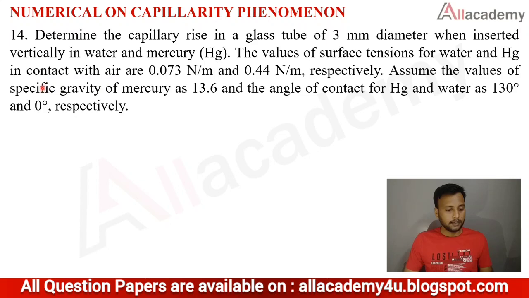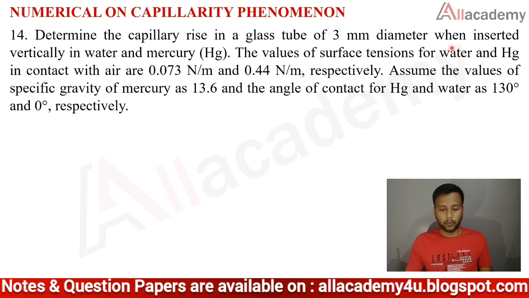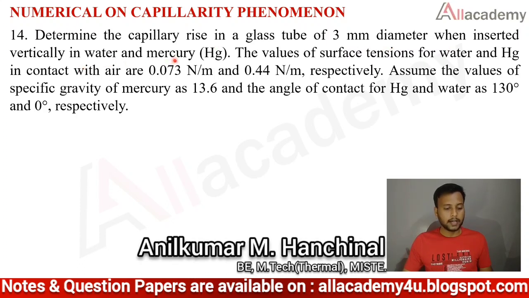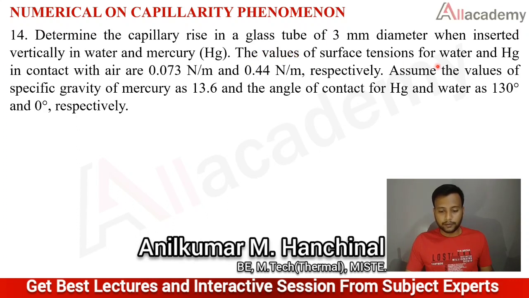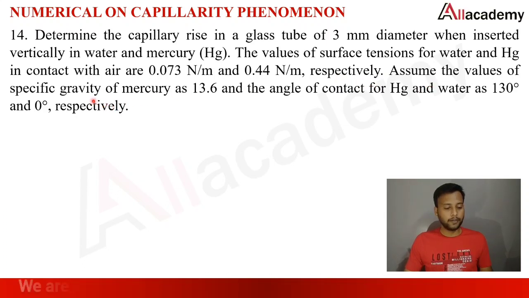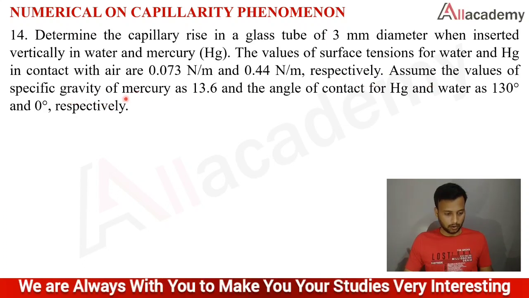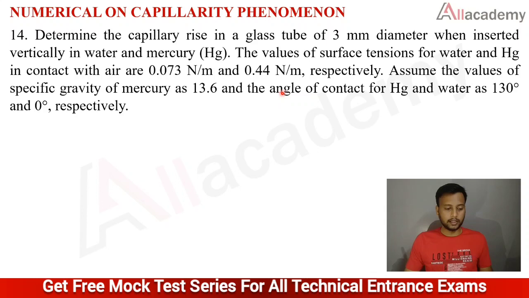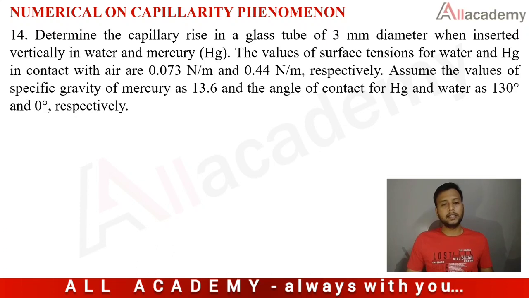The 14th question is: determine the capillary rise in a glass tube of 3 mm diameter when inserted vertically in water and mercury. The values of surface tension for water and mercury in contact with air are 0.073 Newton per meter and 0.44 Newton per meter respectively. Assume the specific gravity of mercury is 13.6 and the angle of contact for mercury and water is 130 and 0 degrees.